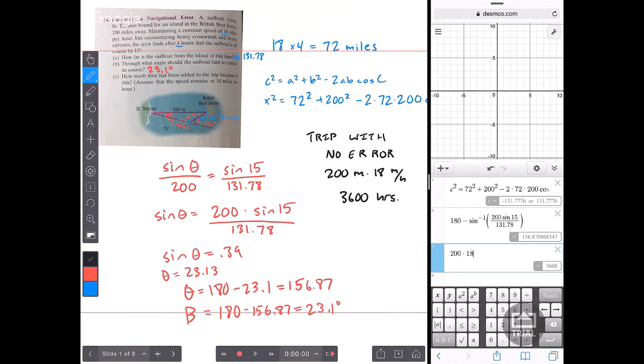Let's see. Divide that by 24. So 150 days they would have been at sea. Is that right? Oh, no, I'm dividing wrong, that's a problem. 200 miles divided by 18 miles per hour. That's better. That makes more sense. So it would have been 11.11 hours.